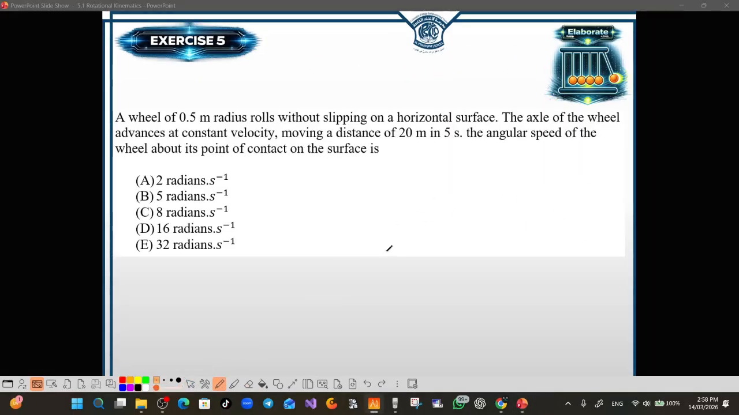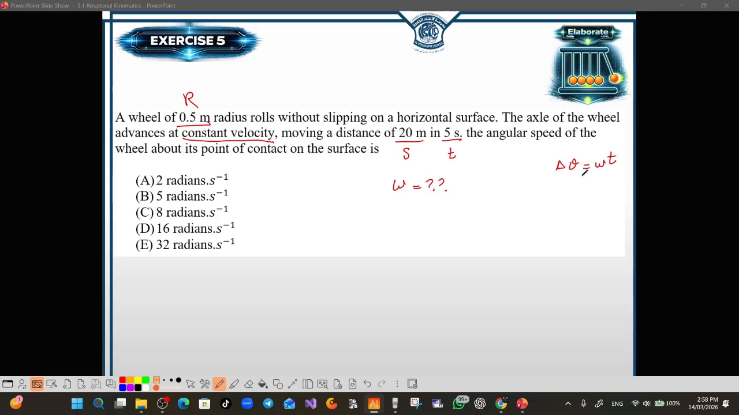A wheel of radius 0.5 meter rolls without slipping on a horizontal surface. The axle of the wheel advances at a constant velocity, moving a distance of 20 meters in 5 seconds. So 20 meters represents the distance traveled in 5 seconds. And here we have the radius of the wheel. The angular speed of the wheel about its point of contact on the surface is, so we need to find the omega here. Here the object is moving with constant velocity, which means we're going to use this equation to solve the problem.